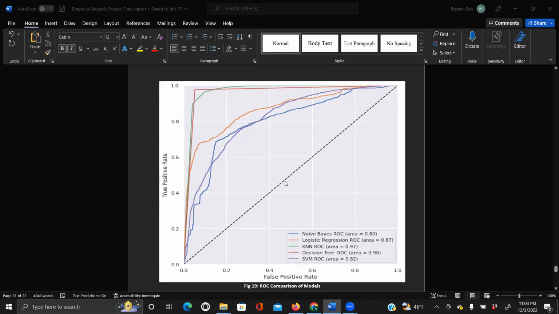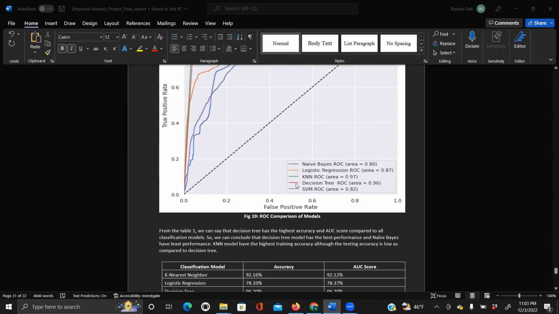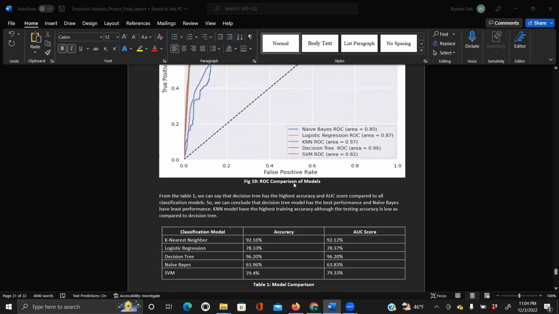So for the training accuracy, we got high for KNN, and for the testing accuracy, we got high for the decision tree, which is 96 percent and 97 percent. We also have printed the table here for the model comparison, accuracies and AUC scores, as we see. So for the highest, we got 96.2 for the decision tree, and the next highest would be KNN at 92 percent.